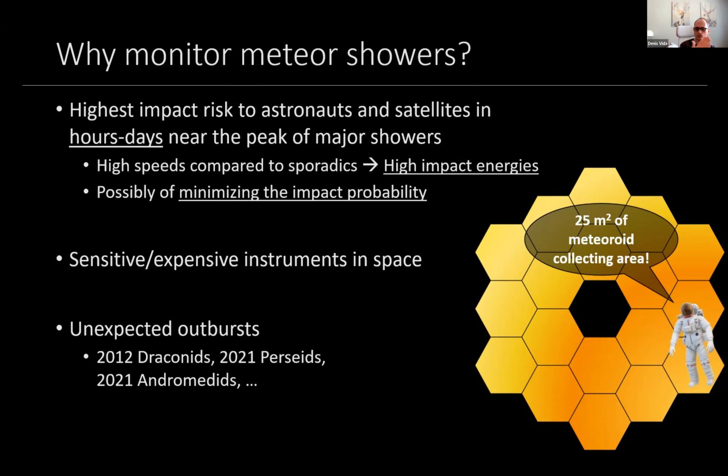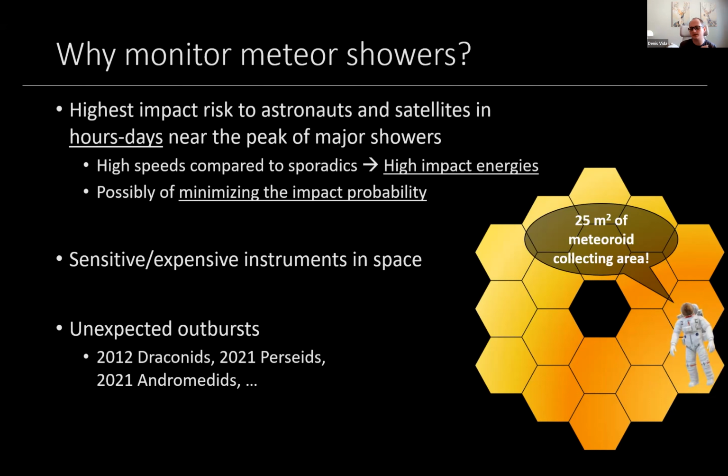a directional way from which meteoroids come. And because they are much higher speed than sporadic meteors, they have higher impact energies. And there's a possibility to minimize the impact probability. Satellites can turn their hard side towards the radiant or minimize their cross-sectional area.